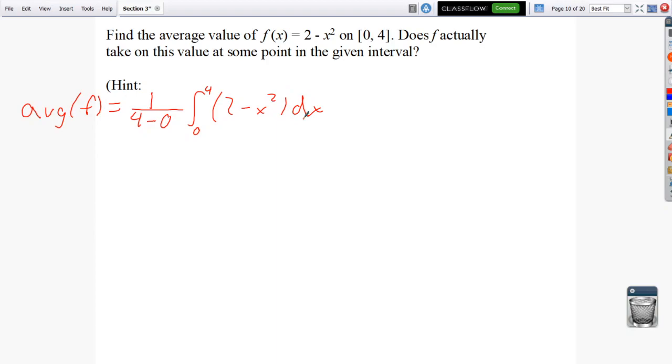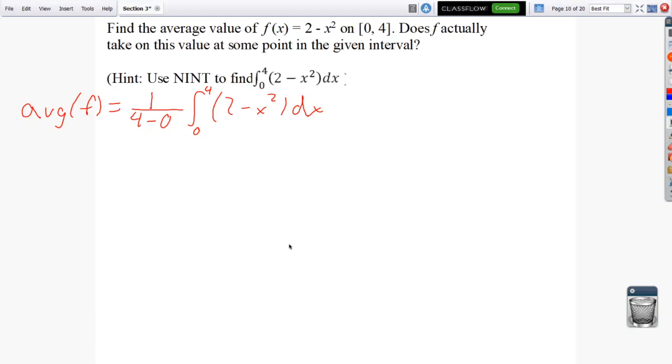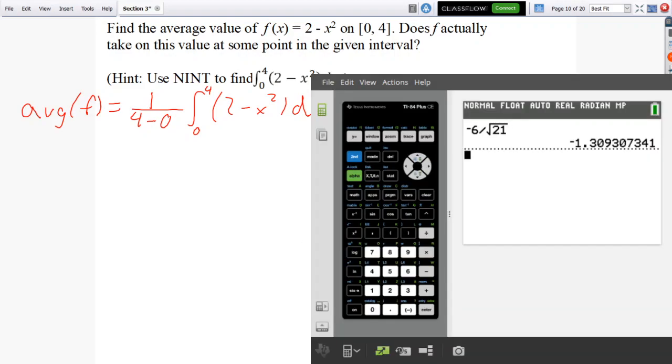Are you guys ready for the hint that is back here? There's your hint. Your hint is to use nint to find the integral from 0 to 4 of 2 minus x squared. If you don't remember what nint is, remember we went through last class how to use our magic graphing calculator machine to find out those definite integrals. We're allowed to do that now.